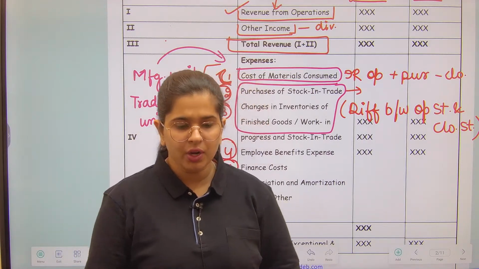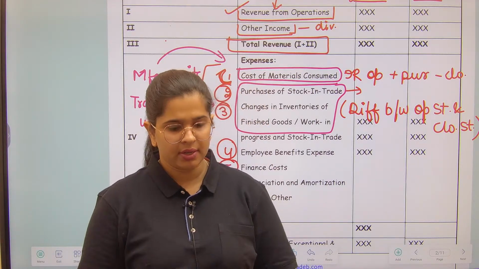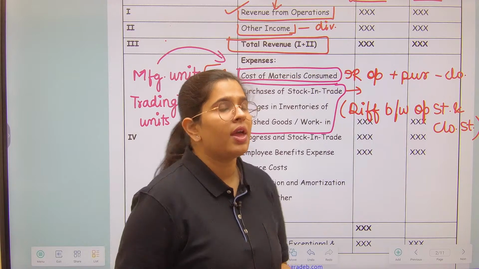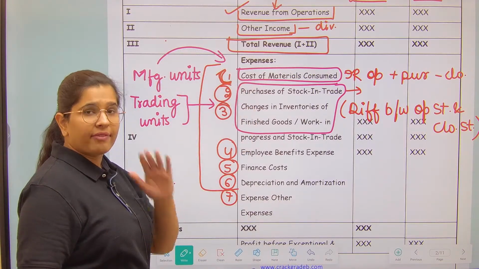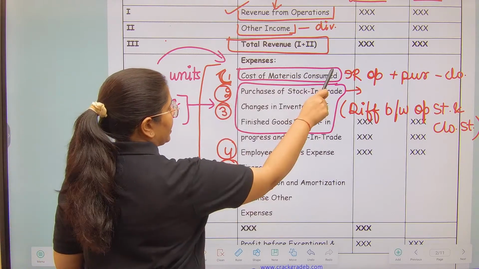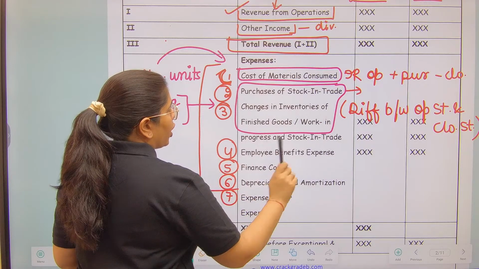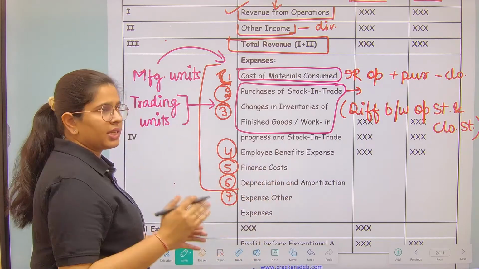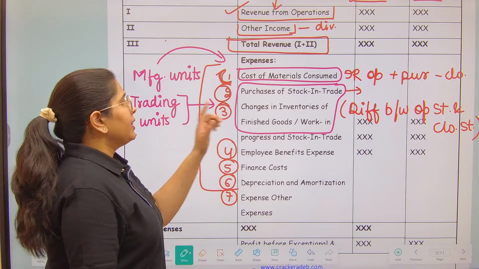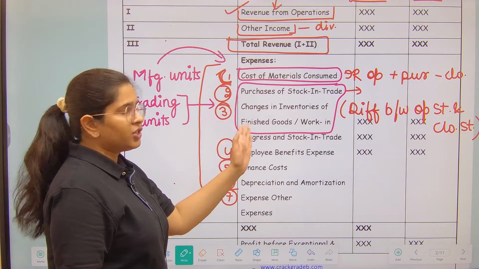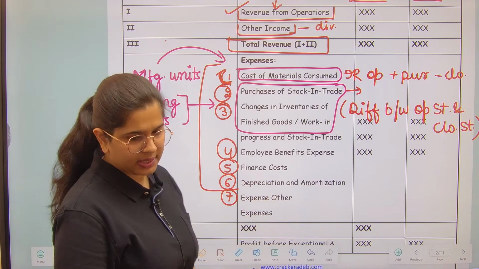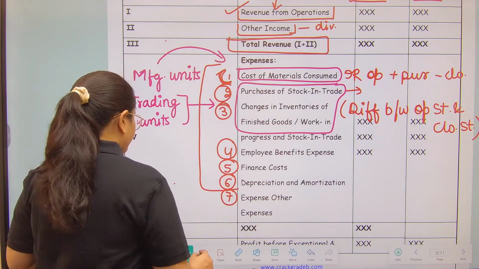Is this clear to everyone, or shall I explain it more? The point of saying over here is that if you are having a manufacturing unit, then your statement will be represented like cost of material consumed, then directly your employee, finance, depreciation, other expenses, and it will give you total expenses. And if you are a trading unit, then you will represent purchase of stock in trade, changes in inventories, employee benefit, finance, depreciation, and the other expenses. Clear? Okay, fine. Moving ahead.